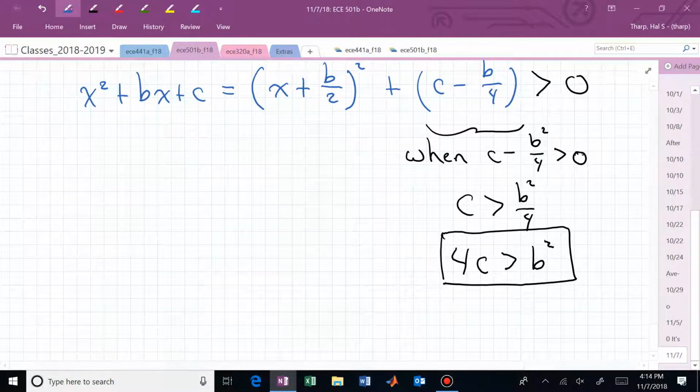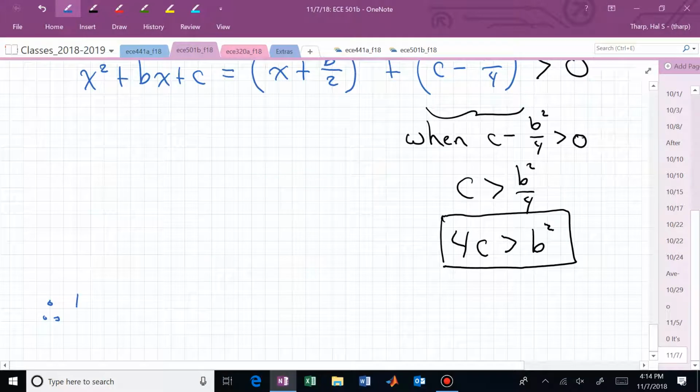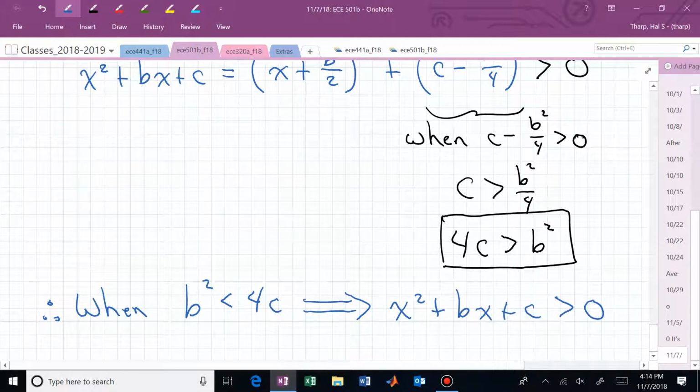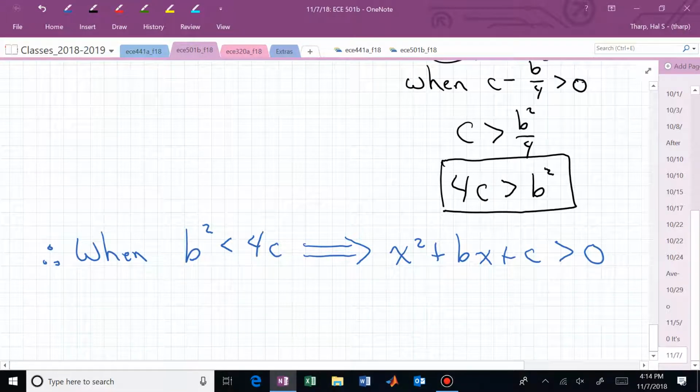So let me just state that. Therefore, when b squared is less than 4c, then I can conclude that x squared plus bx plus c is going to be bigger than 0. And if I actually now applied the quadratic formula to that, you remember what's underneath the radical: b squared minus 4ac, and we said a was 1, so it was b squared minus 4c.